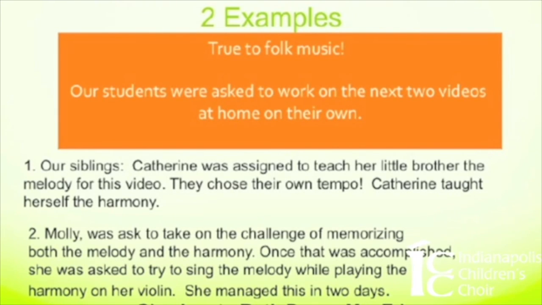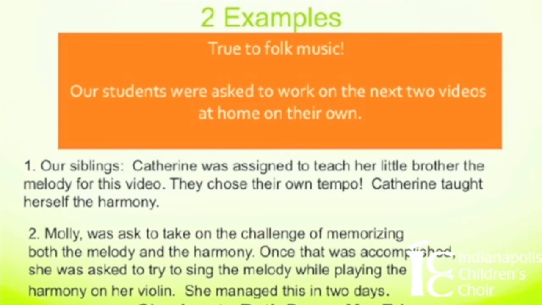And so our singers were given the music 2 days before the video and asked to learn the song on their own at home. So, true to folk music, we had number 1, our siblings. Catherine was assigned to teach her little brother the melody of this for this video. They chose their own tempo, and we have a little recording of them singing together. Catherine taught herself the harmony, and they were asked to sing the 2 parts independently and on their own at home.